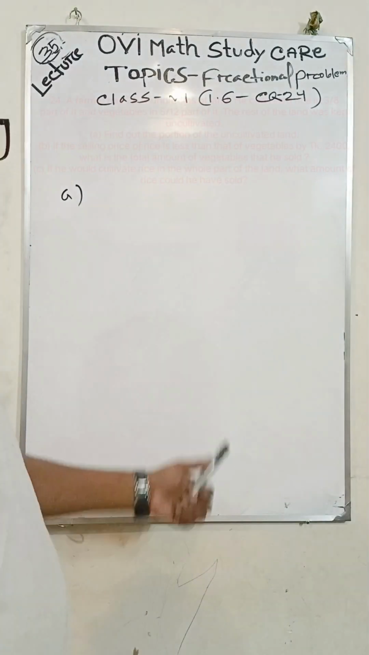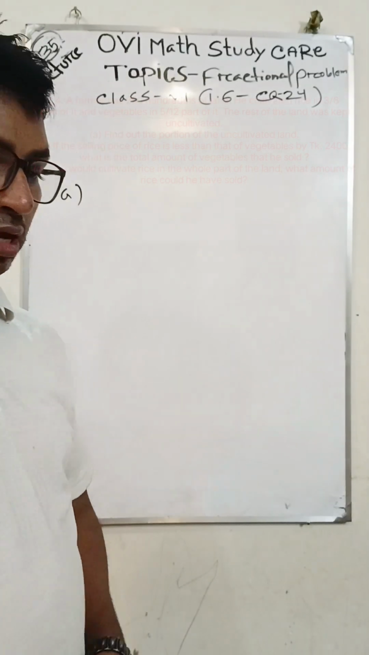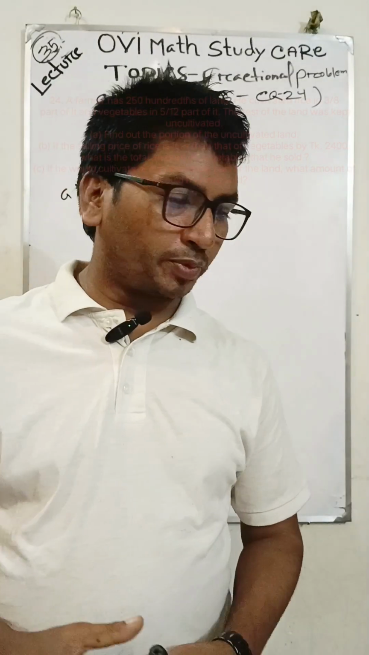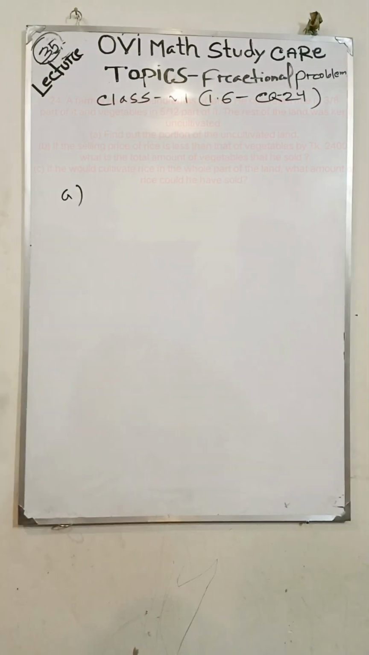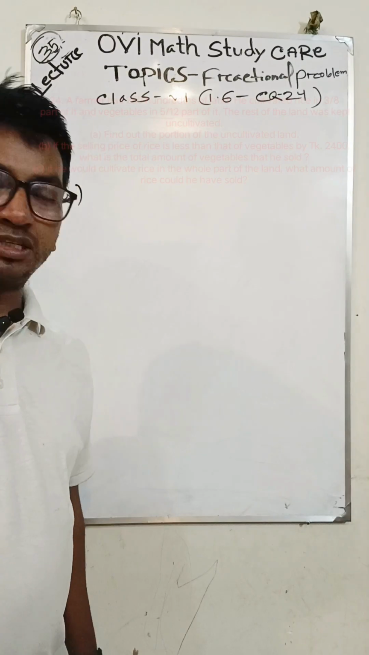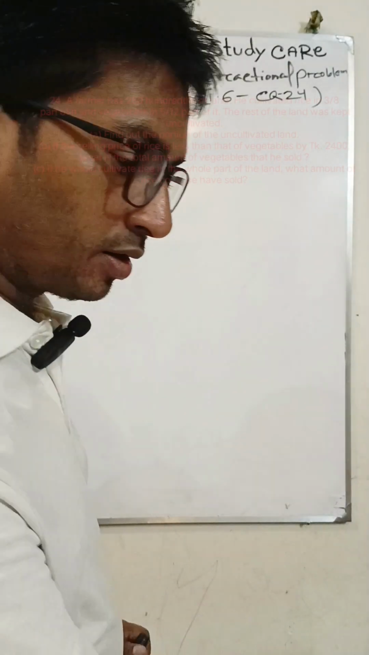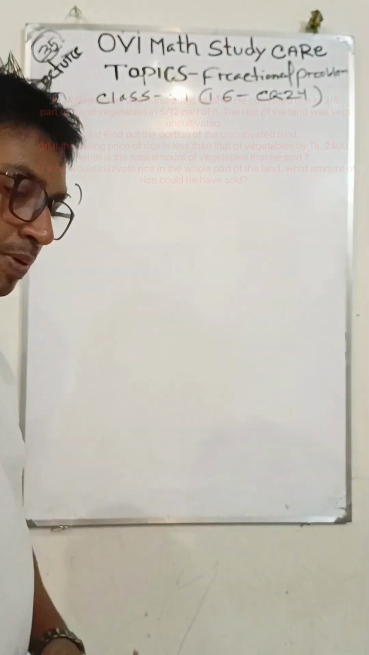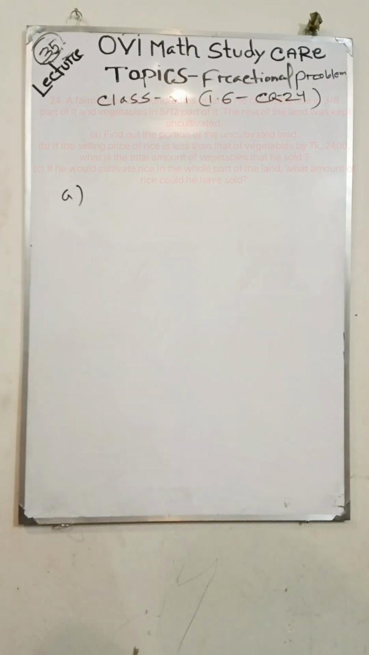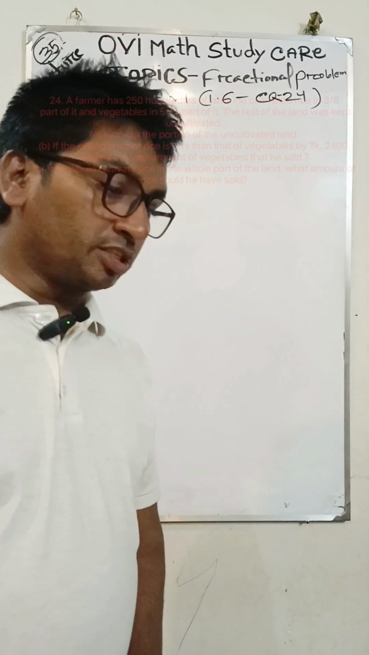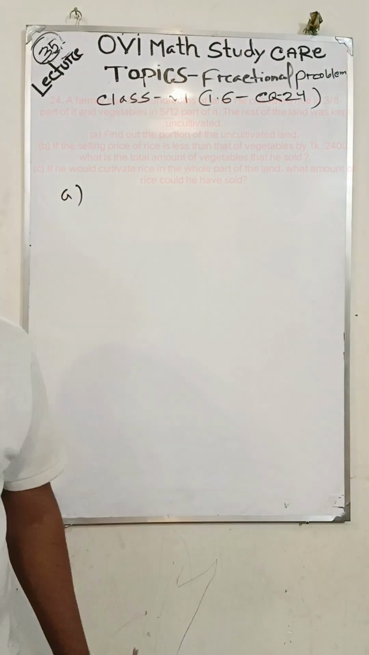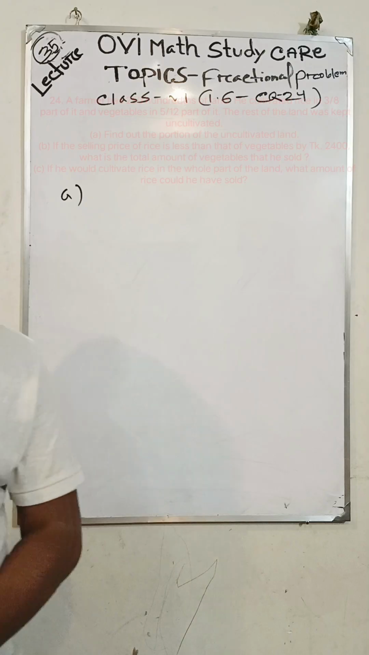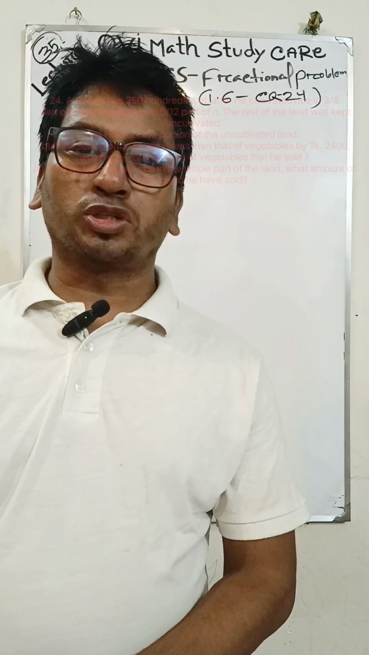So dear students, here it is given that a farmer has 250 hundredths of land and he cultivates rice on 3 by 8 part and vegetables on 5 by 12 part. The rest of the land he kept uncultivated. This is the stem, and there are three questions here.